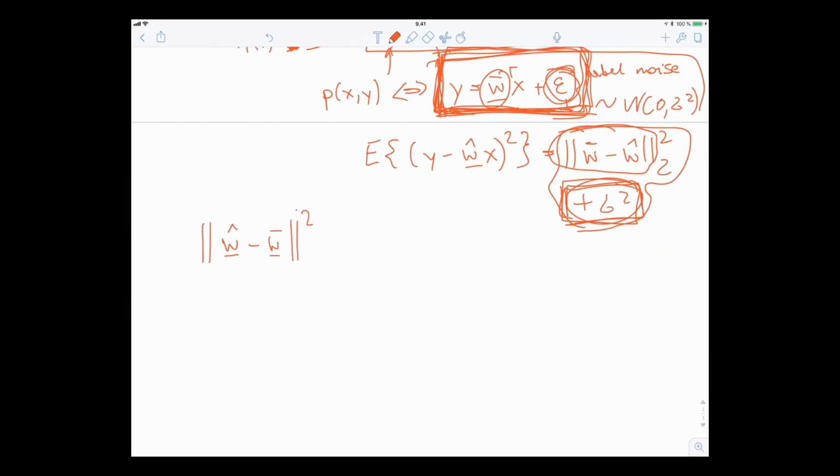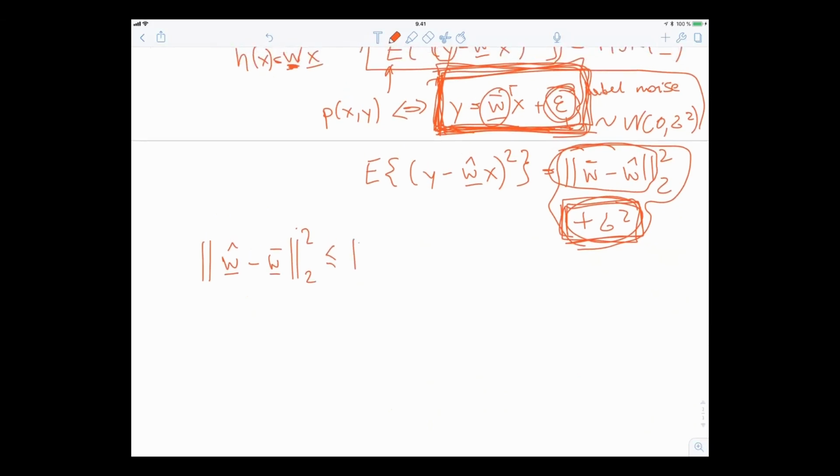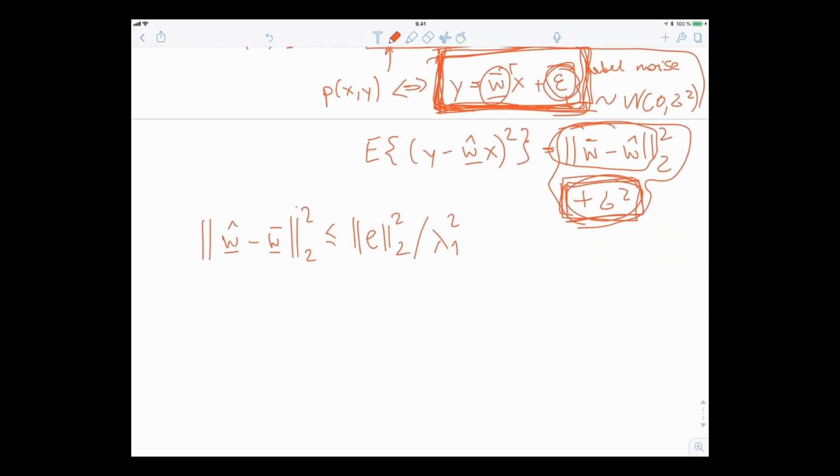So the squared Euclidean norm is smaller or equal than the squared Euclidean norm of the error term divided by lambda 1 squared. So this is found in proposition 2.1 in the lecture notes, which also includes a proof.